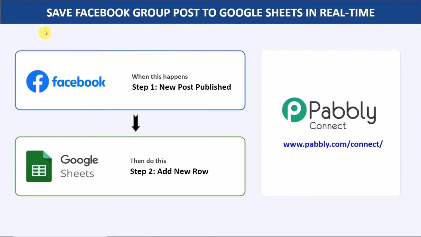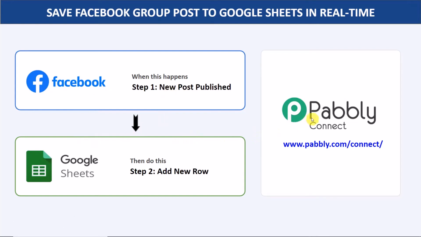Hello everyone, in this video we will learn how to automatically save Facebook group posts to Google Sheets in real time. The idea is that if I create a new post in Facebook, the data of that particular post will be automatically added into Google Sheets. But the issue here is there is no direct connection between Facebook and Google Sheets. That is why I will be using an integration and automation software called Pabbly Connect that integrates Facebook and Google Sheets.